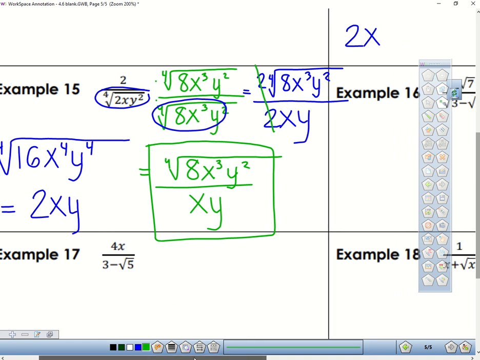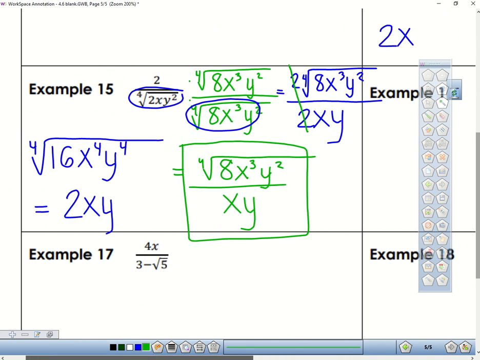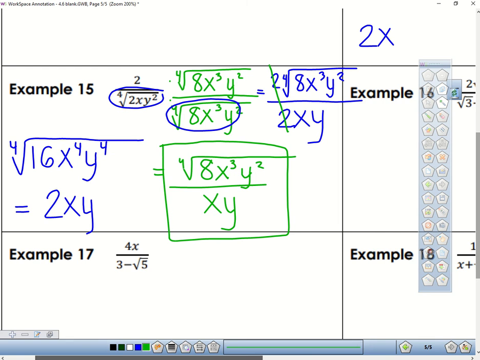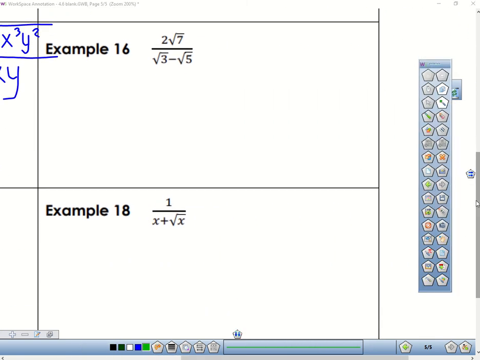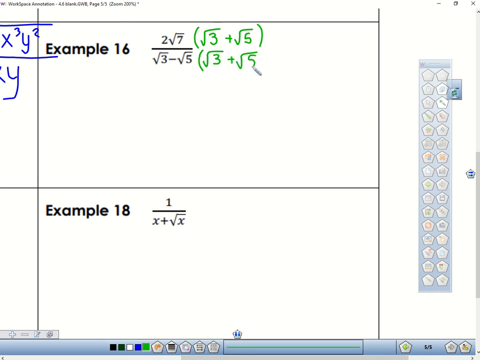Alright, let's go ahead and try 16. Number 16 is a little bit different. What do you notice about the denominator this time? Do we have just one root? 2. So this is where we use what's called the conjugate. Anybody remember what the conjugate is? No. So the conjugate is where you multiply something by its inverse. All you do is change the sign between the two. So if you're trying to get rid of something with a square root that has a plus or minus, you're just going to multiply it by its conjugate, which is where you change the sign in the middle.